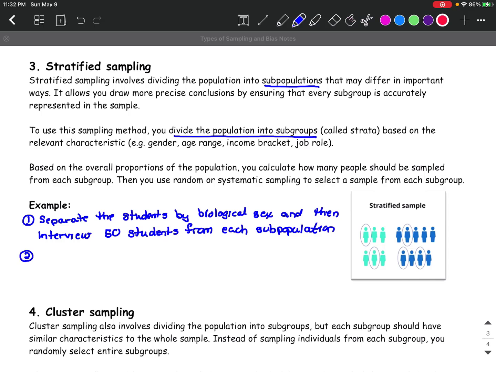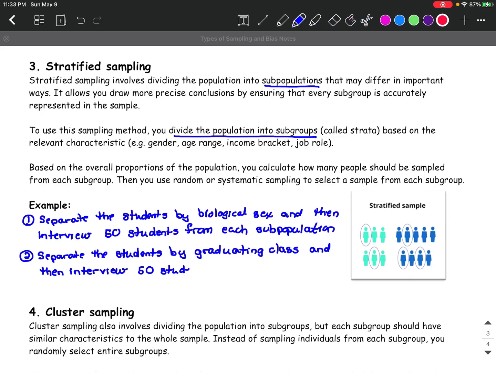Another way would be to separate the students by graduating class, and I like this one better. So we separate them into freshmen, sophomores, juniors, and seniors, and then interview, and we pick some number. Let's say interview 50 students in each grade. And it doesn't have to be 50. We could say, oh, we're going to survey 25 in each grade, or we're going to survey 80 in each grade, whatever we decide to do. Okay? That would be a stratified sampling.